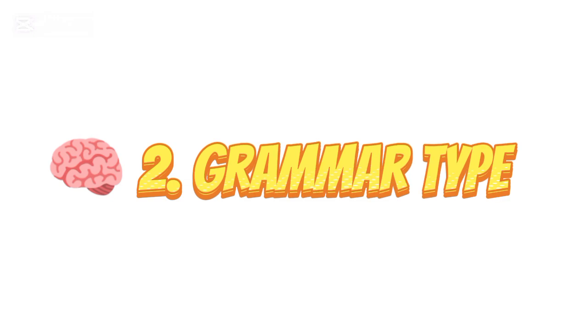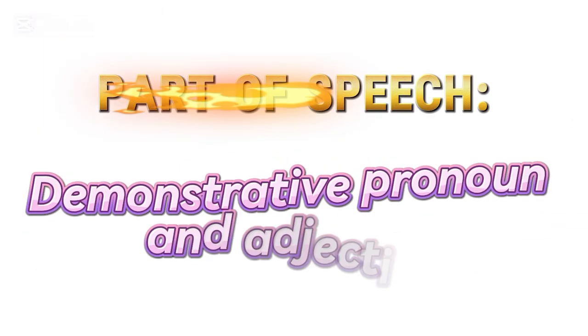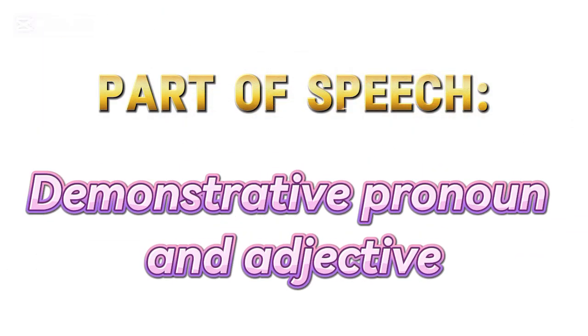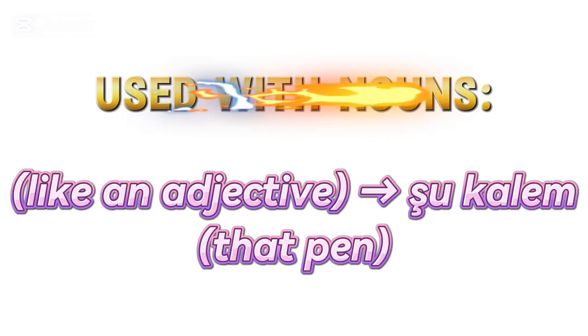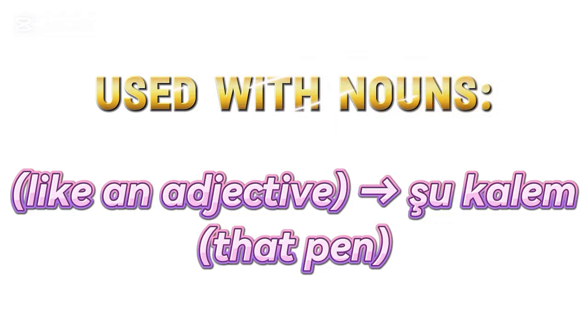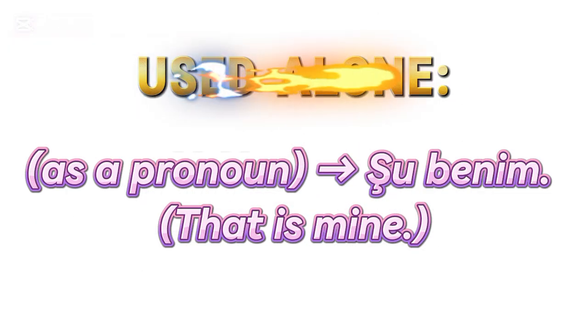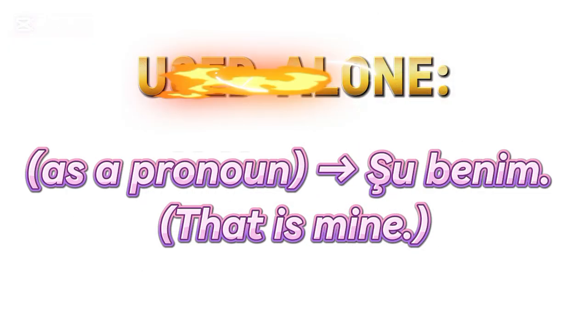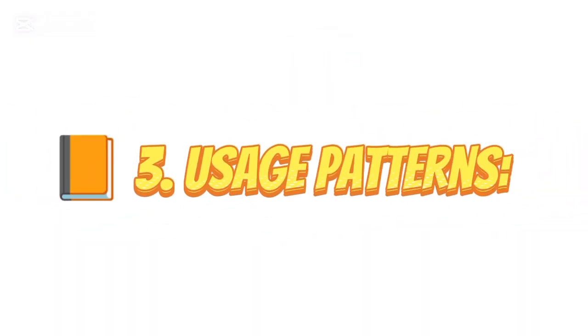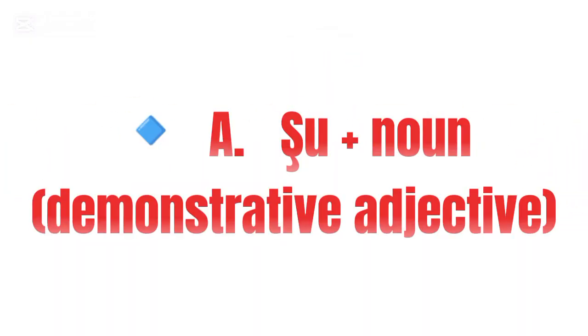2. Grammar type. Part of speech: demonstrative pronoun and adjective. Used with nouns like an adjective: şu kalem, that pen. Used alone as a pronoun: şu benim, that is mine. 3. Usage patterns. Şu plus noun, demonstrative adjective.